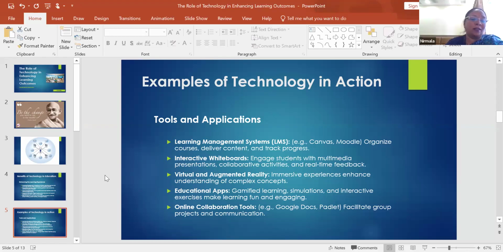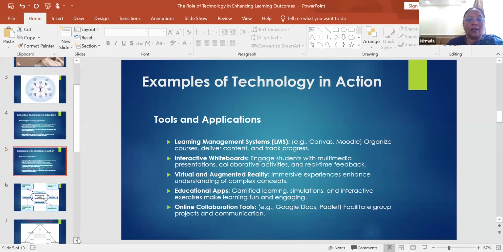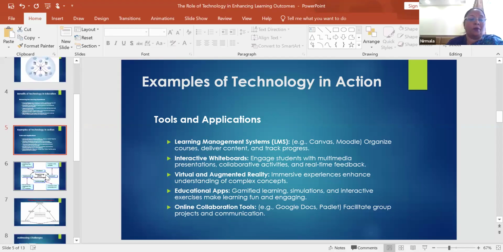Virtual and augmented reality: immersive experiences enhance understanding of complex concepts. Educational labs: gamified learning, simulations, and interactive exercises make learning fun and engaging. It always motivates the learners more and more because the learners are always curious to learn what they want to learn about. And online collaboration tools, Google Docs, Padlet, facilitate group projects and communication. So they are well accustomed to online communications and online collaborations.